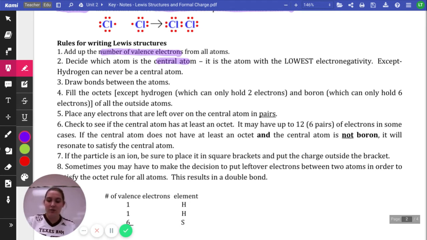So then we're going to draw bonds between the atoms after we figured out our central atom. Fill all your octets, except for hydrogen, who only wants 2, and boron, who only wants 6.